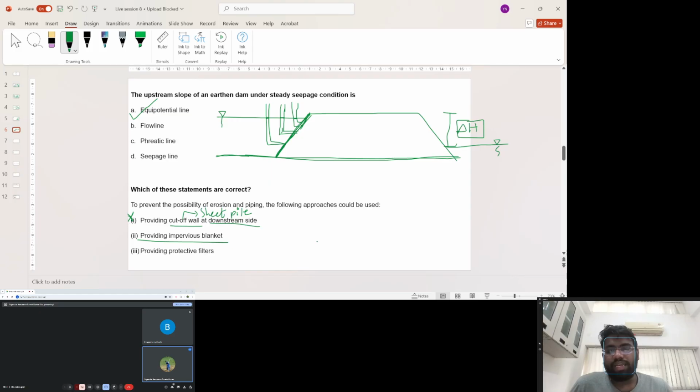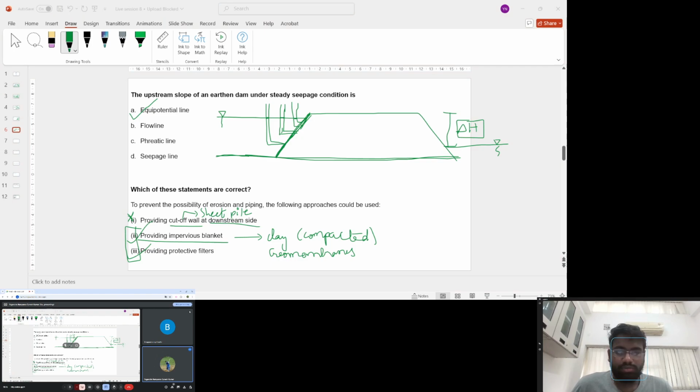So impervious blanket can be provided in two ways, either using compacted clays or by using, nowadays, geomembranes in order to provide impervious blanket. So that is being carried out, and hence this option is right. And this is mostly done in the upstream side. And providing protective filters, we have seen earlier, is to be done in the downstream side, and obviously they have not mentioned it, so that is also an option. So option 2 and 3 is right.